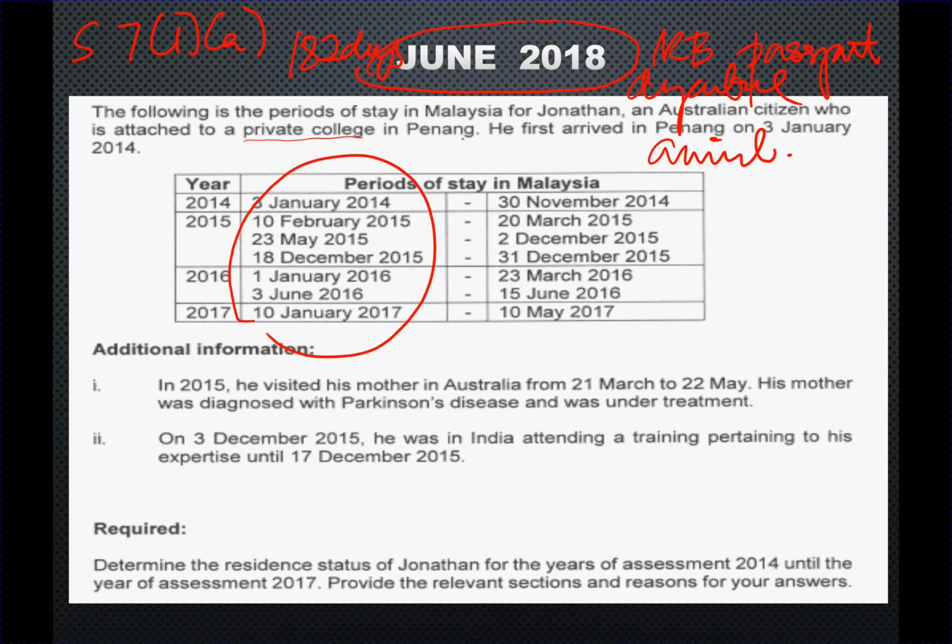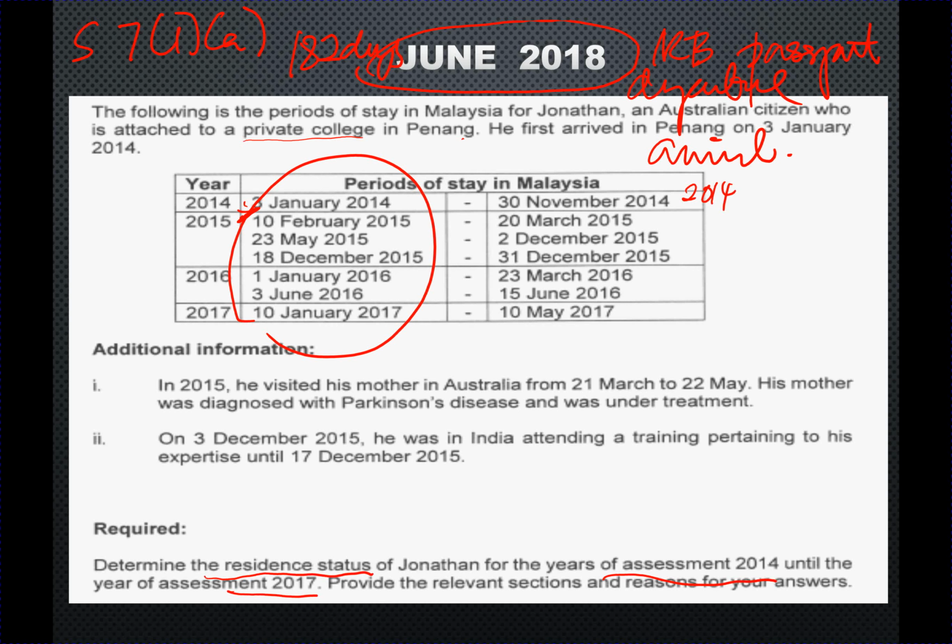Okay, lagi sekali tak boleh padam juga dah. Never mind. Conteng ya. Okay, so this is the period of stay for Jonathan untuk tahun dia first coming into Malaysia pada 3rd of January. Dia start datang 3rd January. Soalan ni dia kata determine the resident status for Jonathan starting from YA 2014 sampai 2017. Provide the relevant section. Okay, jadi kita akan buatlah YA dia, YA 2014 dulu.